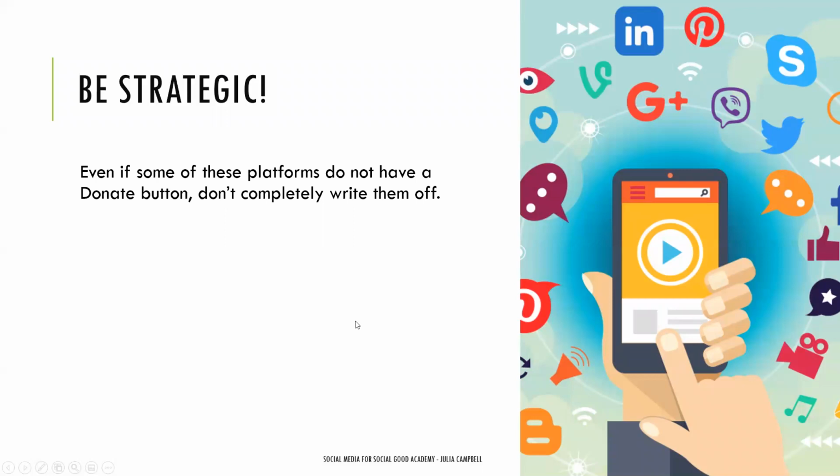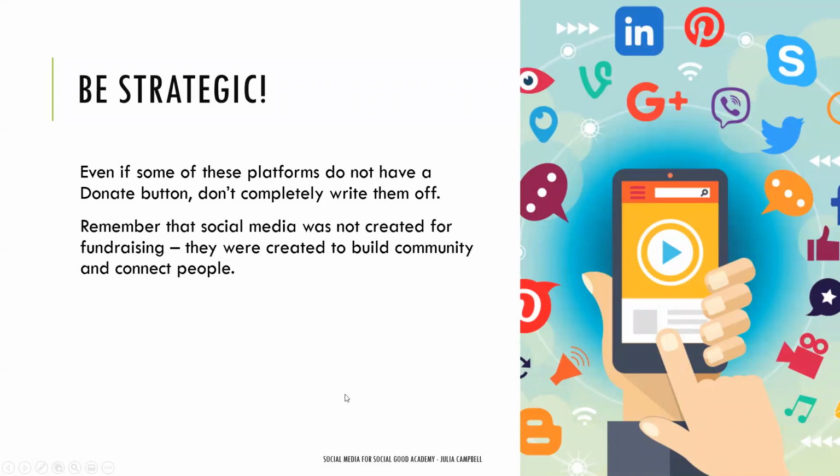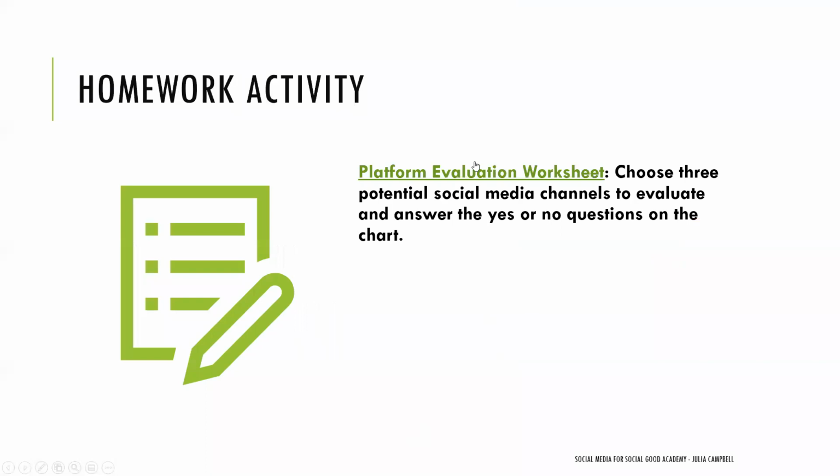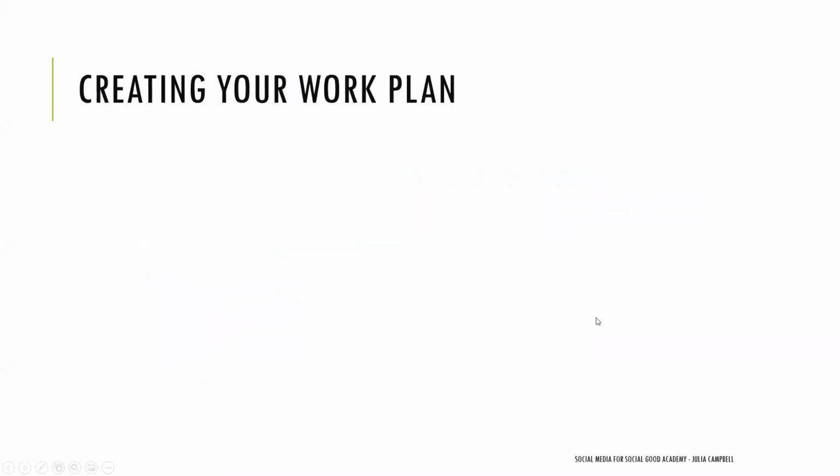So just be strategic. Don't write these platforms off immediately. Remember what social media was created for, and then carefully evaluate where you need to be versus where you want to be, and always go where your audience spends time. So I showed you the platform evaluation worksheet. I want you to choose 3 potential channels, or channels you're on now, or channels you want to be on, and figure out how you can evaluate them, answer yes or no questions on the chart.